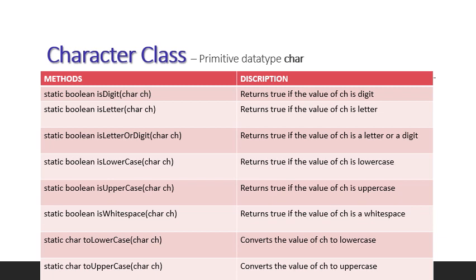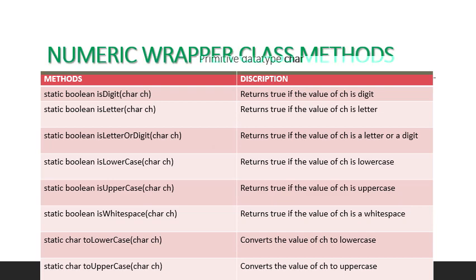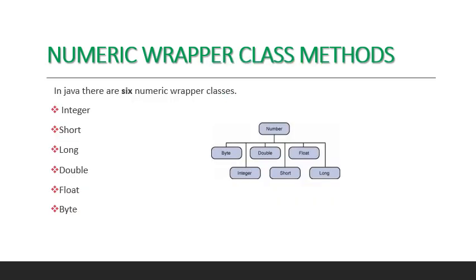toLowerCase will convert a character to lowercase if it is given in uppercase, and toUpperCase, if it is given in lowercase, will convert it to uppercase. Lower to upper and upper to lower. Numeric wrapper class methods are of 6 types: Integer, Short, Long, Double, Float, and Byte. These 6 are the numeric wrapper classes.